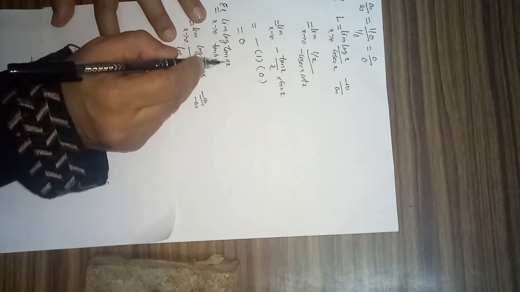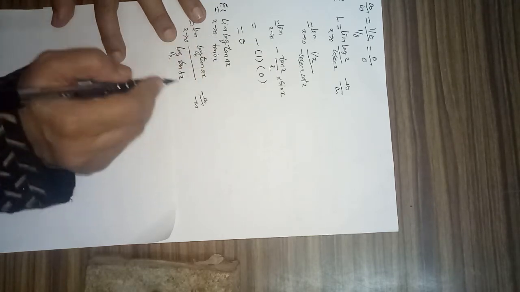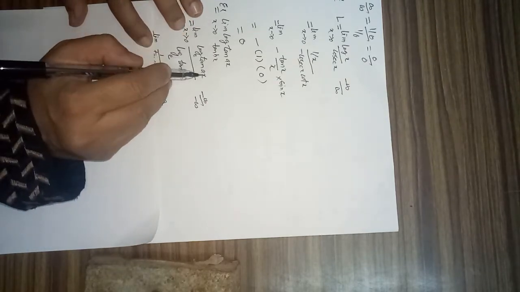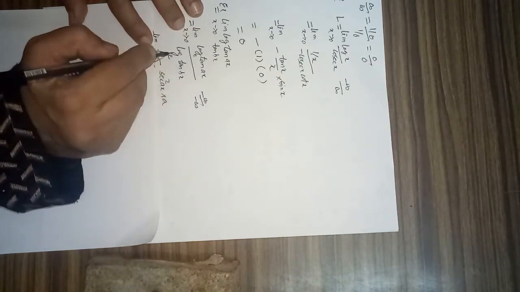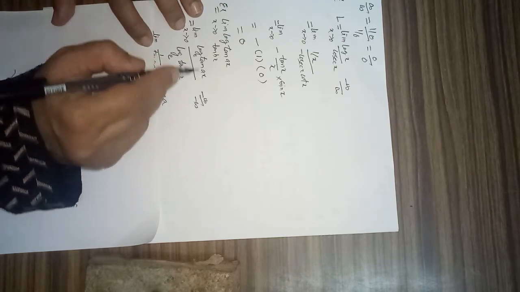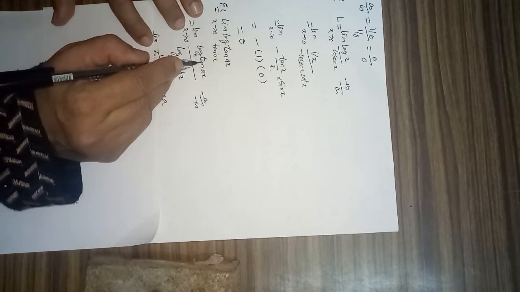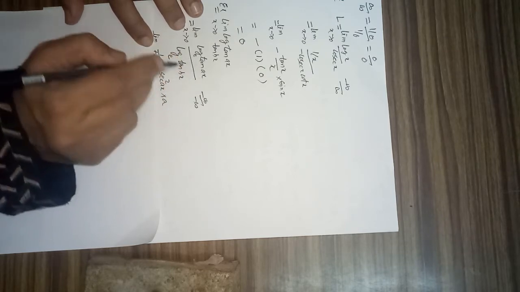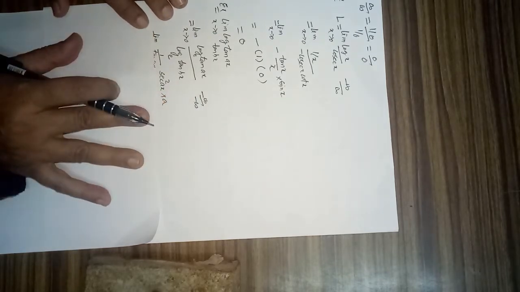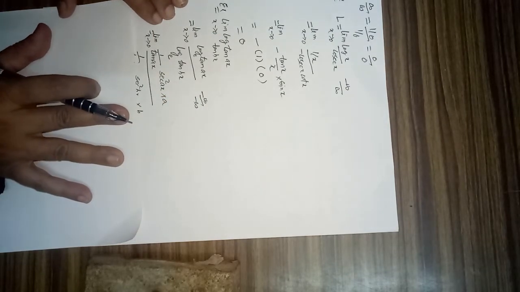Limit of log of tan ax to the base e by log of tan bx to the base e. Here tan of 0 is 0, so log of tan 0 is minus infinity. Log of tan 0 again is minus infinity. This is infinity by infinity form. Therefore we can apply L'Hospital's rule.